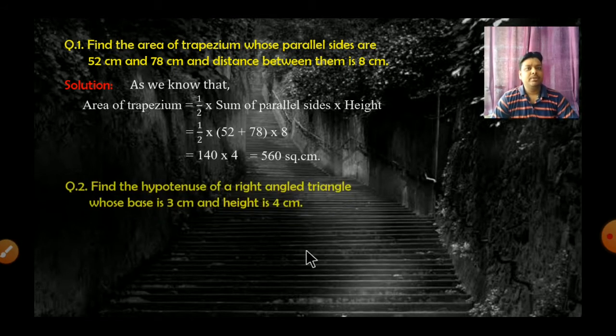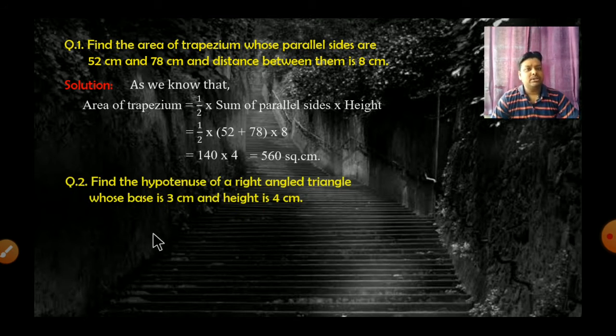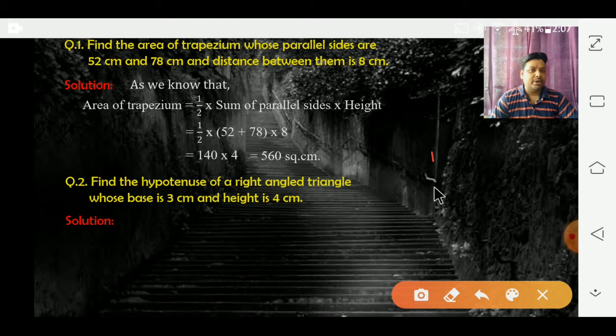Now let's see another question. Now here you can see, students, that we have to find the hypotenuse of a right angle triangle whose base is 3 centimeter and height is 4 centimeter. Hypotenuse we have to find. Simple. So at first, if you will draw a triangle like this, then what is given? Height is 4 centimeter, it means perpendicular is given 4 centimeter, base is 3 centimeter. Now we have to find this hypotenuse.